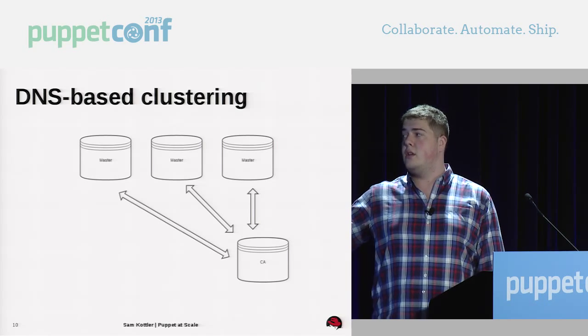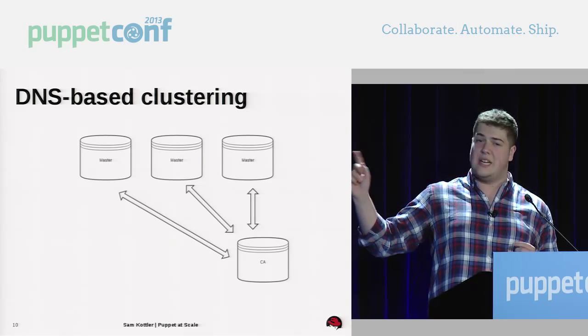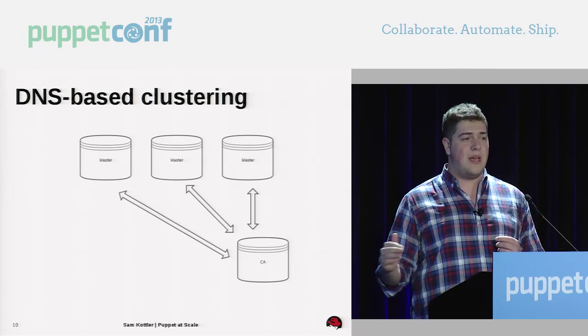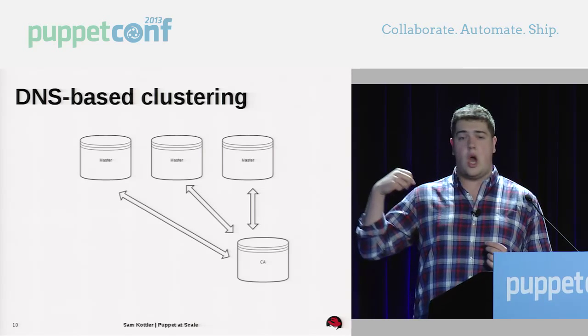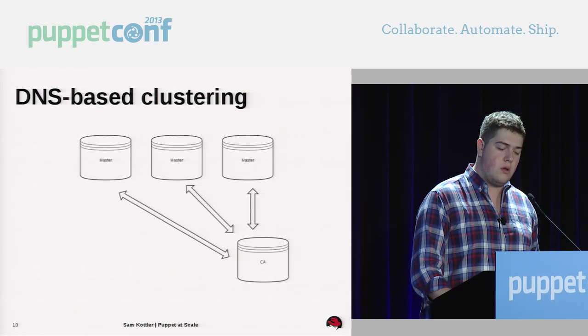But here again, you want to have one CA, and by delegating the CA away from the Puppet masters, you get that same benefit of, oh, that master that's running on AWS just fell over. Let's just bring up a new one.